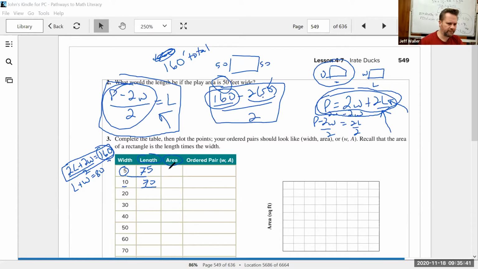So what's 5 times 75? 375, I love it. So the ordered pair here would be with area. It would be 5. So the 5 ends up with an area of 375. I like it. So you guys go ahead, finish that chart out.